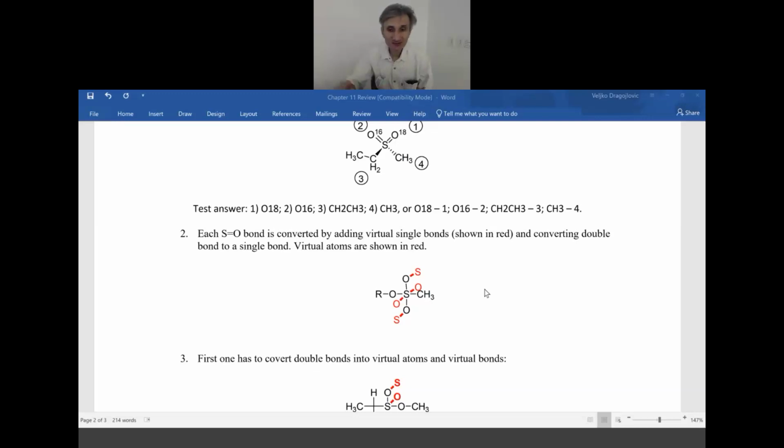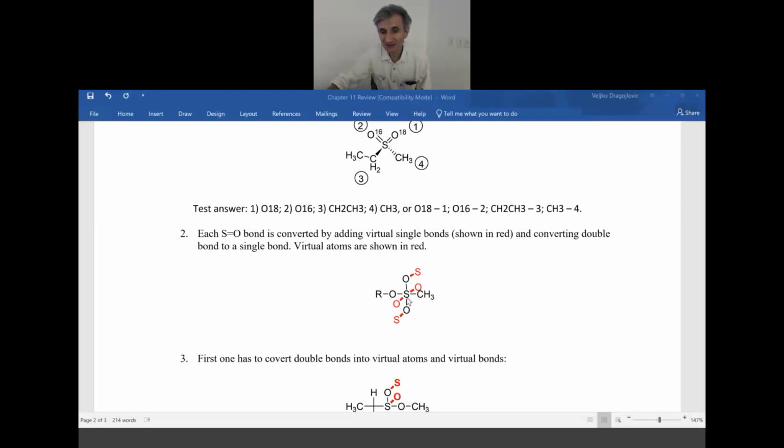So to convert each double bond into virtual atoms and virtual bonds, you redraw that bond as a single bond. And then on each atom of the double bond, you add one virtual single bond. That's shown here in bold. So here we had one sulfur-oxygen double bond. We are converting that into two sulfur-oxygen single bonds. One of them is from the existing double bond, and the other one we just draw, shown here as bold. And same for oxygen.